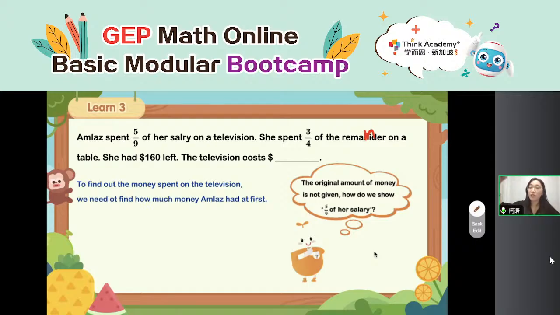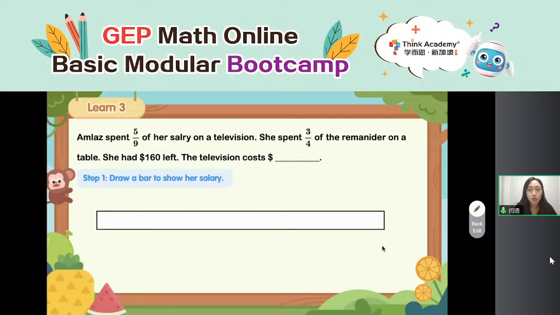Everyone, if you have a pencil and paper, please try to draw it out. How do we show the 5 out of 9 of the salary? What is the meaning of the 5? What is the meaning of the 9? Which part should we start from? Okay, let's draw it out together. So for the first one, here we just draw a bar to show her salary. Okay, everyone follow me. Please draw out a long rectangle.